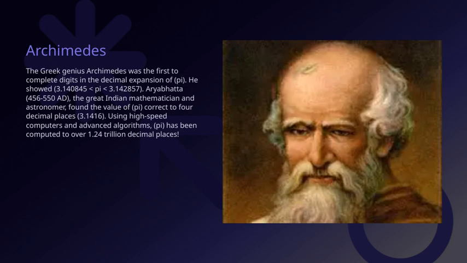Fast forward to today, with the power of high-speed computers and sophisticated algorithms, we've pushed the boundaries even further. Pi has now been computed to over 1.24 trillion decimal places. These milestones highlight how our understanding of pi has evolved, from early approximations to incredibly precise calculations, showing the importance of mathematical innovation across different eras and cultures.